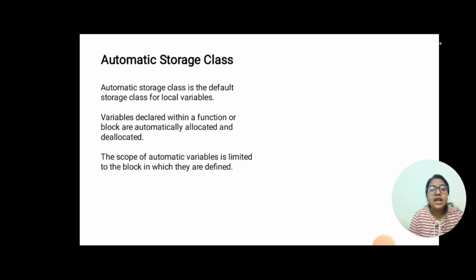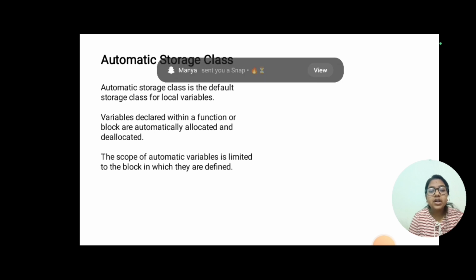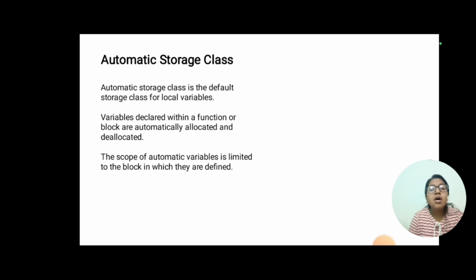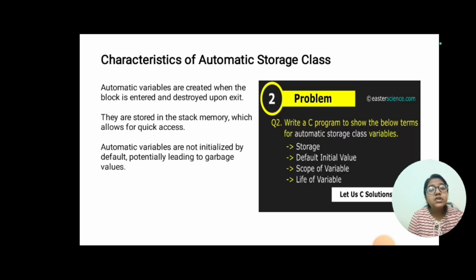Automatic storage class. Automatic storage class is the default storage class for local variables. Variables declared within a function or a block are automatically allocated and deallocated. The scope of an automatic variable is limited to the block in which it is defined. And then we know the characteristics of the automatic storage class.